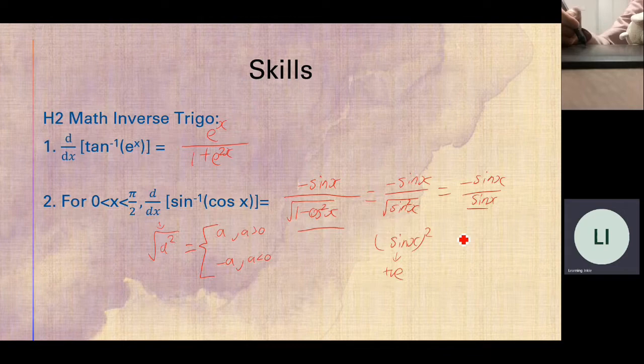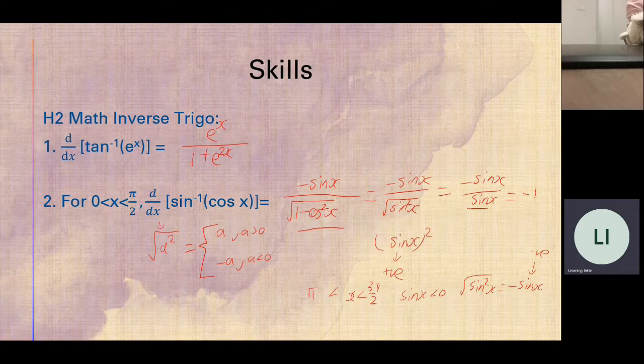If instead we have, let's say, the third quadrant, where x is between pi and 3 pi over 2, then we know that sine x is less than 0, so root sine square x equals minus sine x, right? Because this is negative, negative negative gives us positive. All right? And going back to this question, first quadrant, so root sine square x is simply sine x because sine x is already positive, and it's simply minus 1. All right? So that is inverse trigo, and that is some reminders.